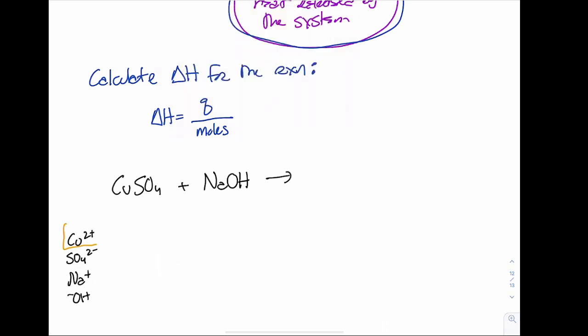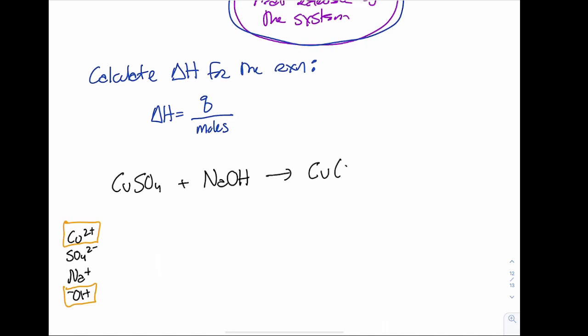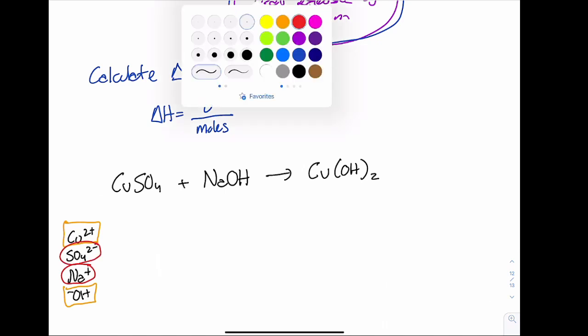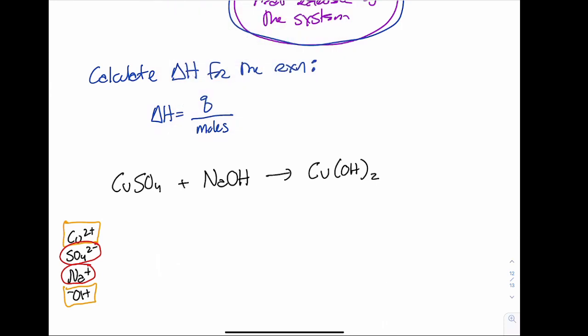I'm going to take the copper 2+, and I'm going to combine it with my hydroxide. Because copper has a +2 charge and hydroxide only has a -1 charge, I do need 2 hydroxides for every 1 copper. And then my positive sodium is going to go with my negative sulfate. Because sodium has a +1 and sulfate has a -2, I do need 2 sodium for every 1 sulfate. And then if we were writing ionic and net-ionic equations, if we were looking at this as a precipitation reaction just for practice, this would be solid and this would be aqueous using our solubility rules.